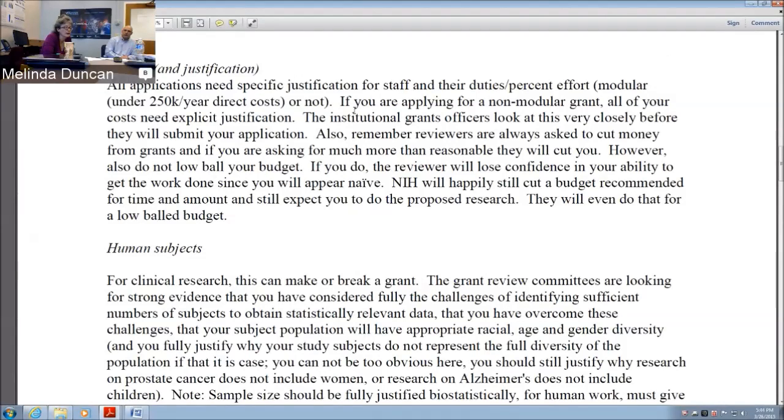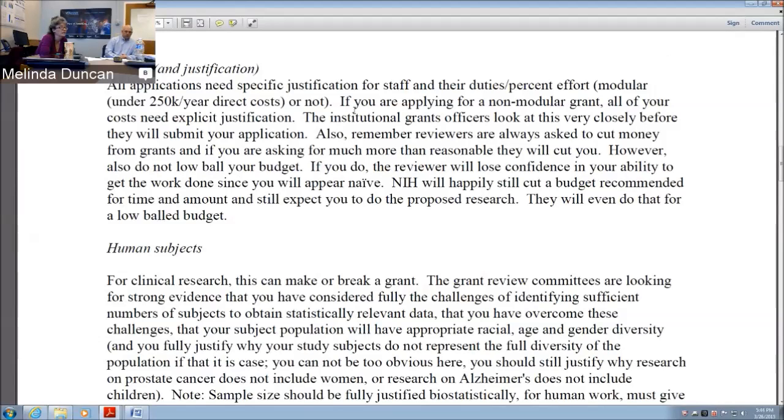The other thing is it's very important not to lowball your budget, because if you are saying you're going to do this extensive project for a budget that your reviewers are not going to think is reasonable, you're going to come across as naive. And that is going to shade your investigator criteria score, because you didn't ask for a realistic amount of money. So, one of the probably most frustrating things is you ask for a reasonable amount of money, NIH is still going to cut it.